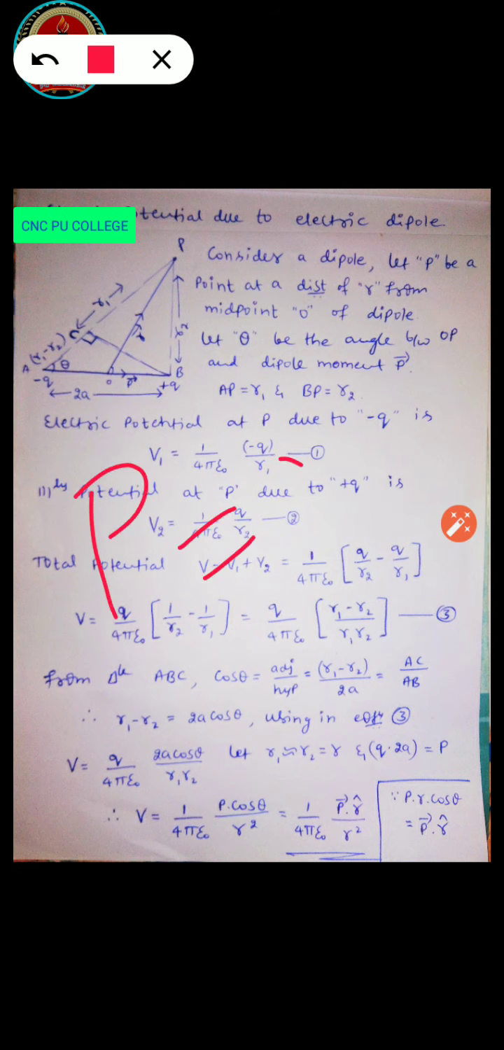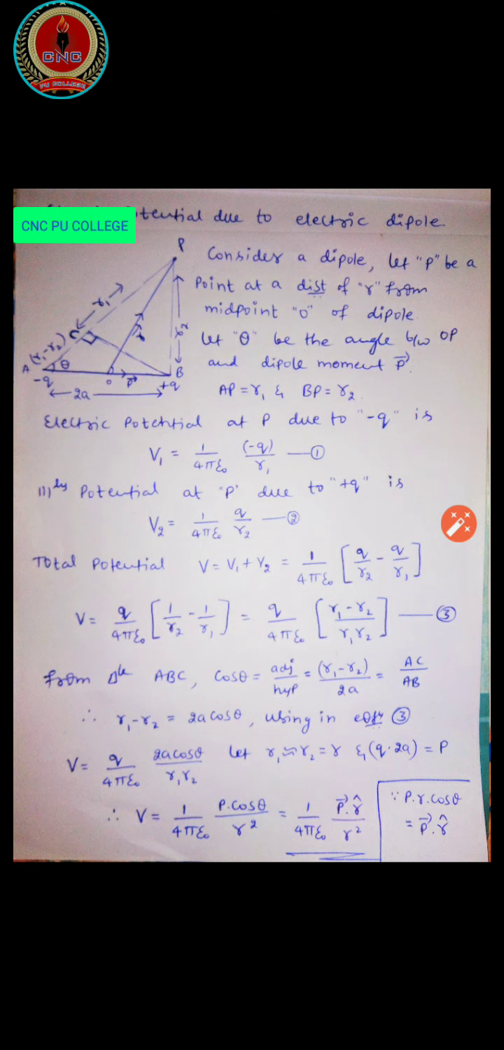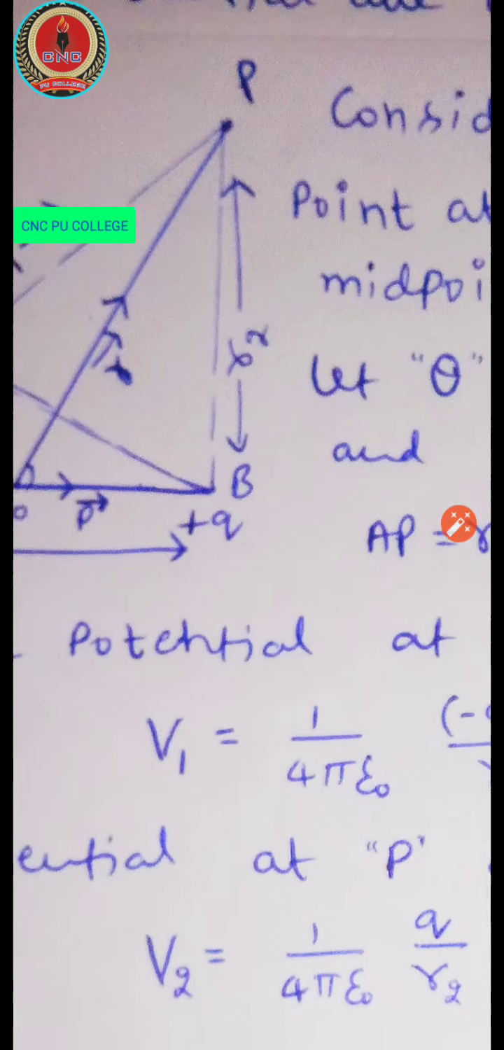P is equal to Q into 2A, where Q is the magnitude of either of the charges and 2A is a small separation between the two charges. So by knowing the dipole and dipole moment definitions, now we have to derive the expression for electric potential due to electric dipole. Yes, observe the diagram now.